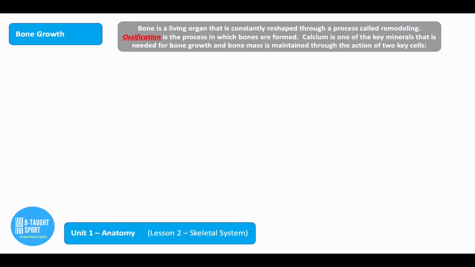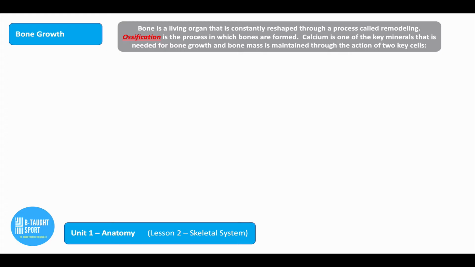Now, continuing with bone growth, I've obviously mentioned osteoclast and osteoblast, which I'll go into in a bit more detail. But the key thing about bones is that it is a living organ, and it needs to be constantly reshaped through a process called remodeling. So there are two different things there. Ossification is the process when bones are actually created, whereas remodeling is the process when they're reshaped or reformed.